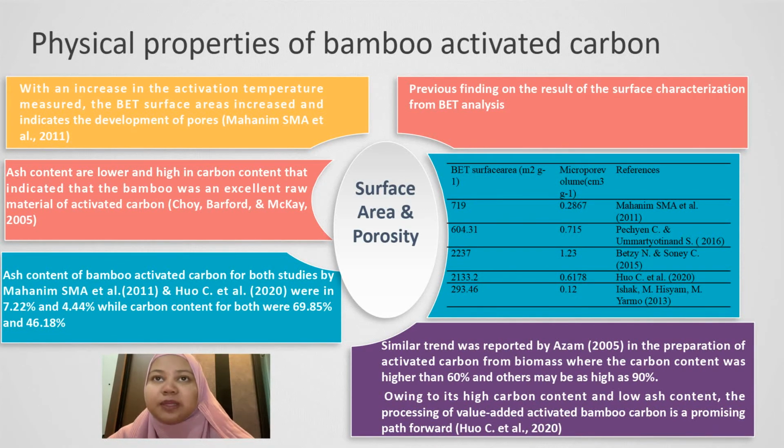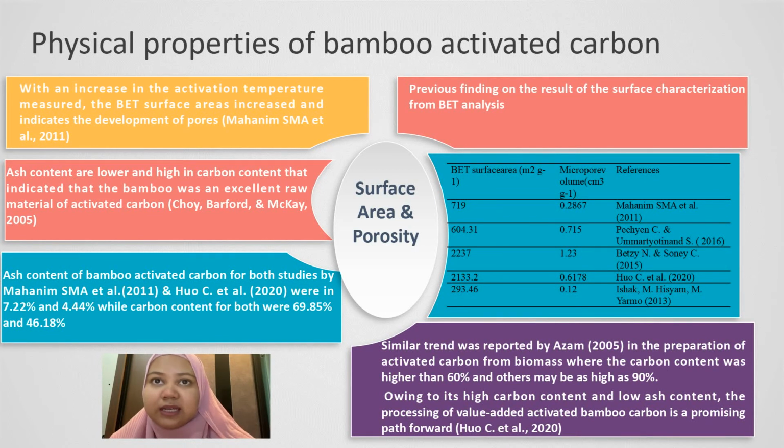For the physical properties of bamboo activated carbon, when there is an increase in activation temperature, the BET surface area will increase and indicates the development of pores. So, as you can see from the table, all the references and previous findings show a high BET surface area from the surface characterization. As for the ash content, it must be low, and the carbon content must be high. That will indicate the bamboo is an excellent raw material for activated carbon.